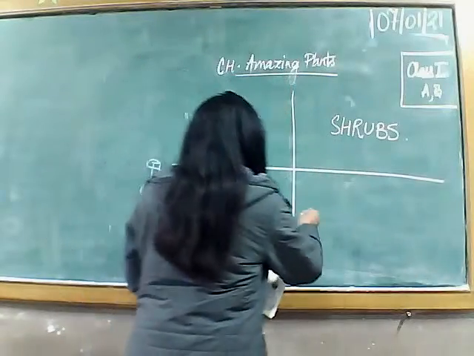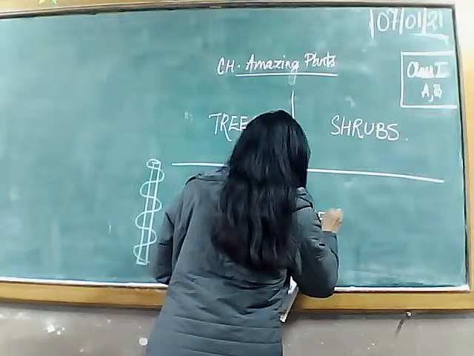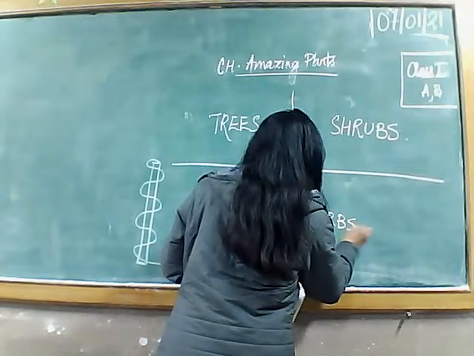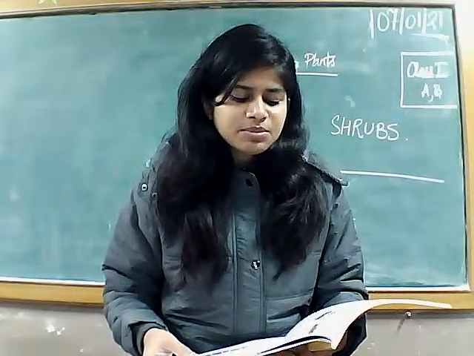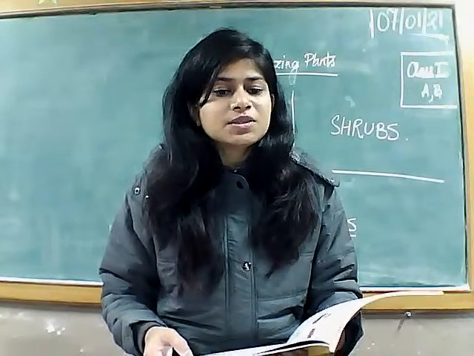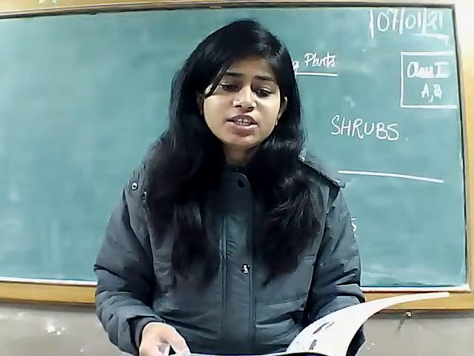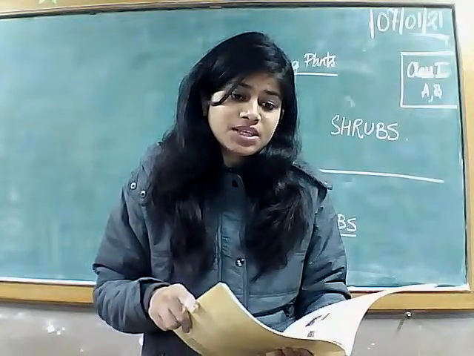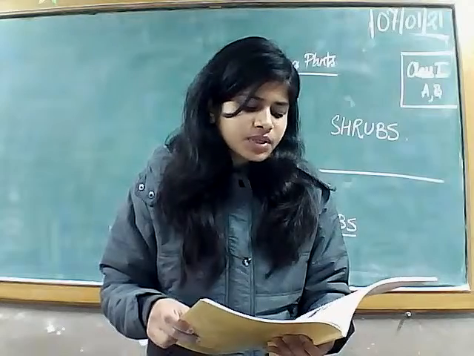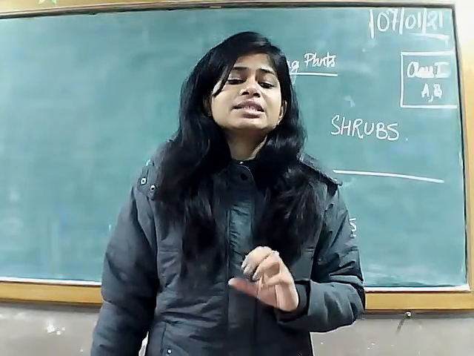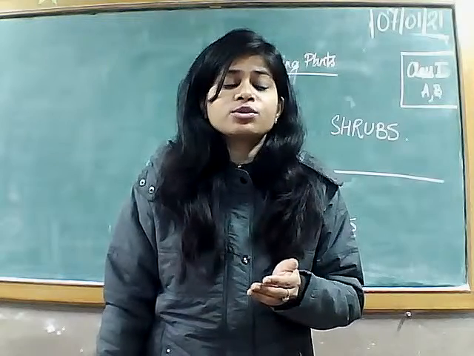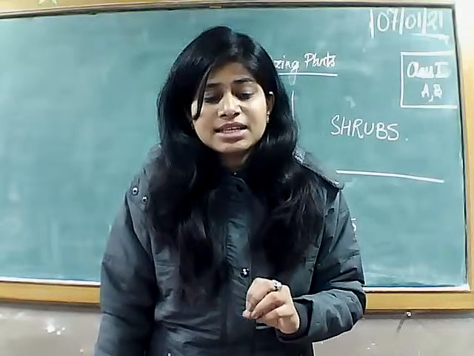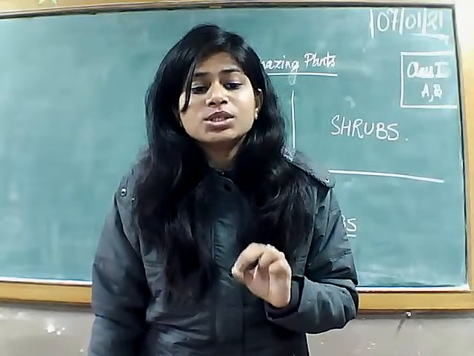The next is herbs. Herbs are very essential plants, children. Some plants are small and have soft stems. They are called herbs. So plants which are very small and have soft stems are called herbs. One of the best examples of herbs which you can see around your house, or in your veranda, is tulsi.